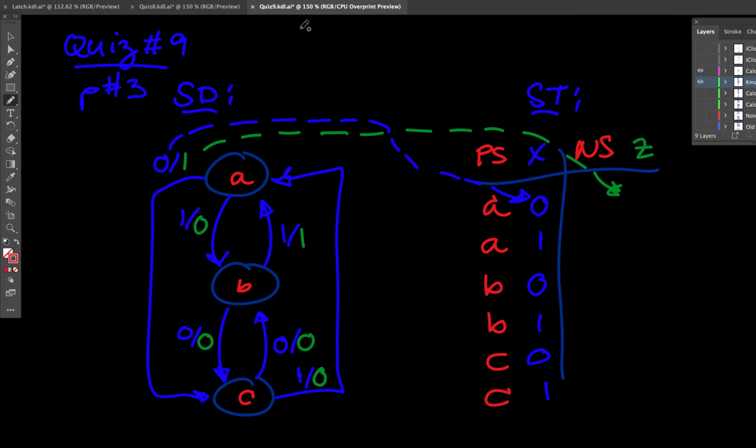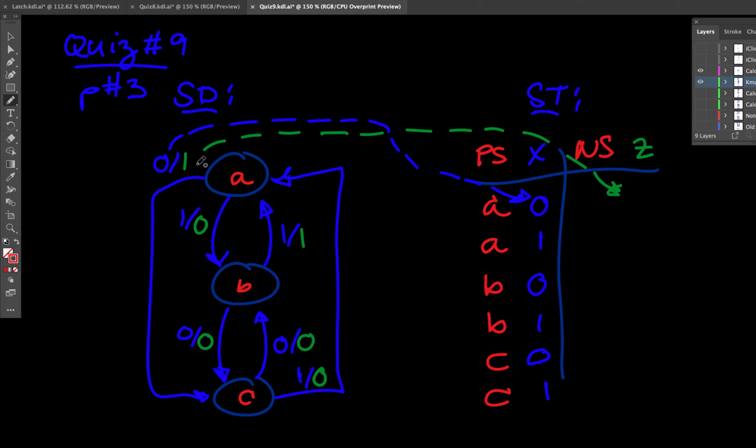This is on quiz number 9, problem number 3, actually. So here I have 3 states, and I have 6 arrows, so therefore I have a state table with six rows. So let's consider what happens here. In particular, I would like to fill in the first 3 rows, and I'm going to give you as an assignment to do the last 3 rows. Now, let's take a look at the first case. If A has an input of 0, it is going to go to C and output a 1.